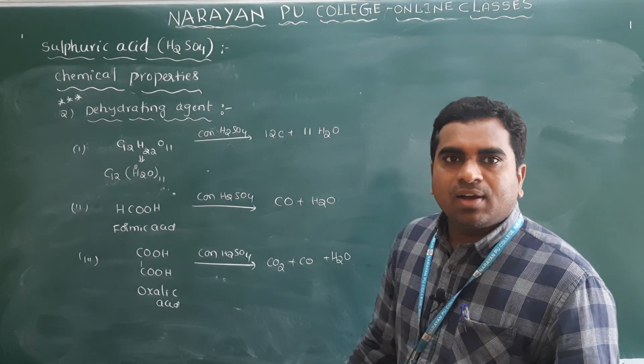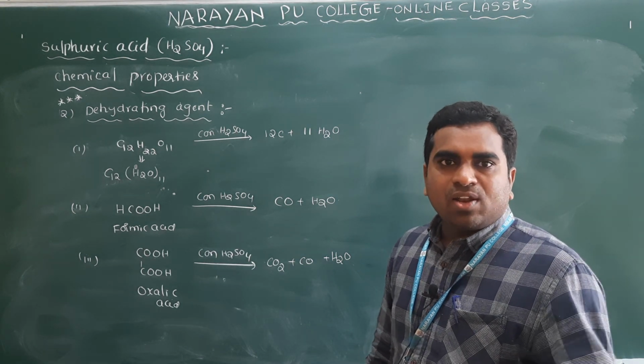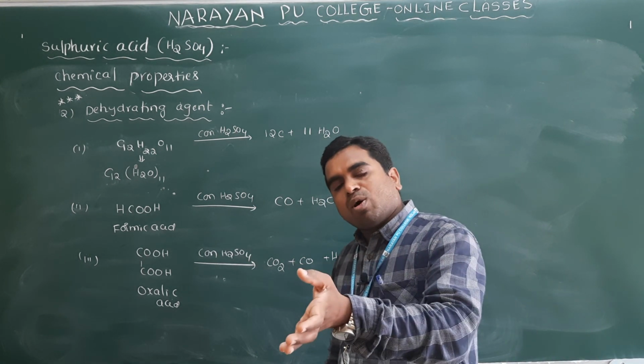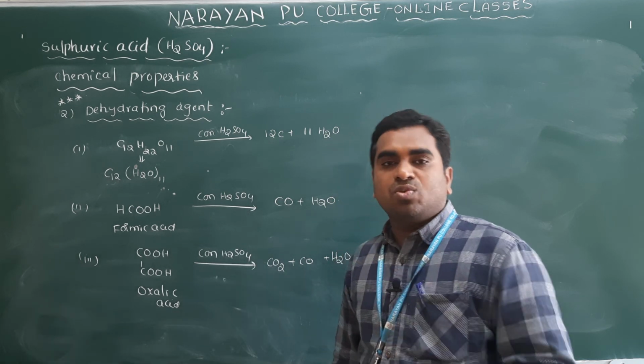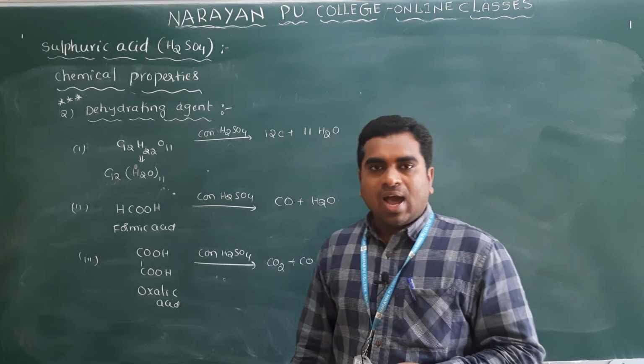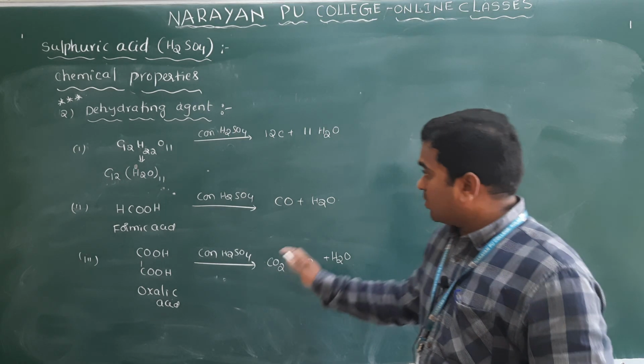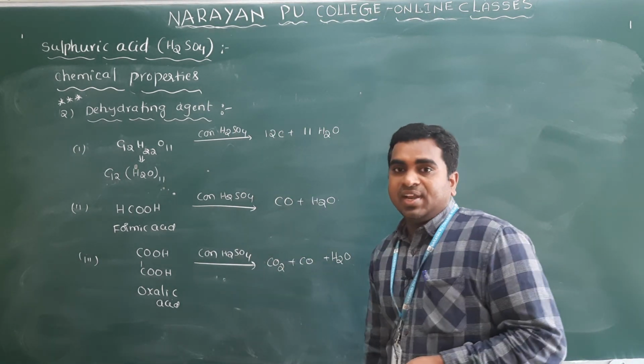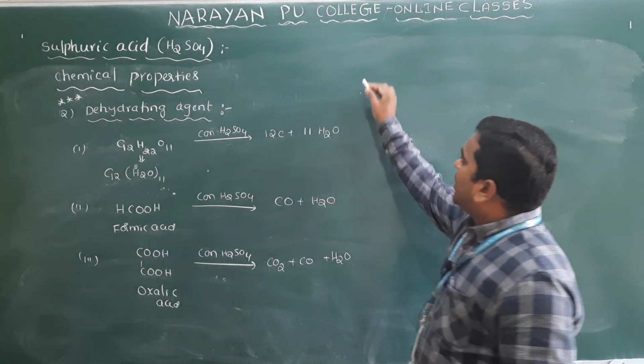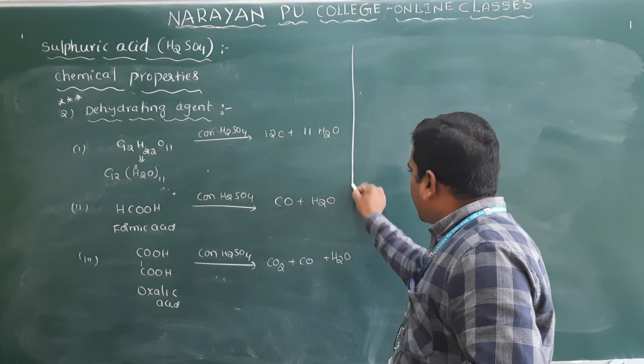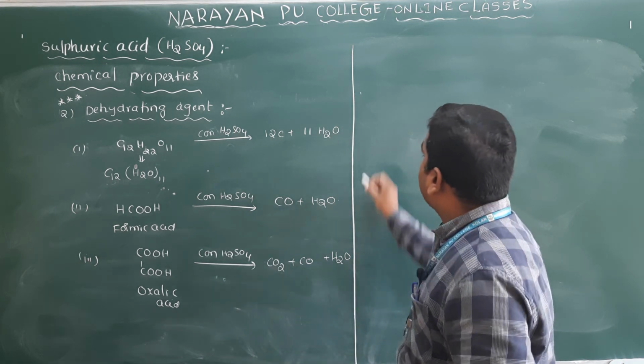And if you take 413 Kelvin, here also a water molecule will be removed, but what will you get? Ethers you will get. We have already discussed this in alcohols, phenols and ethers. That also you can write under dehydrating agent if you want. Clear? So the next one is oxidizing agent.